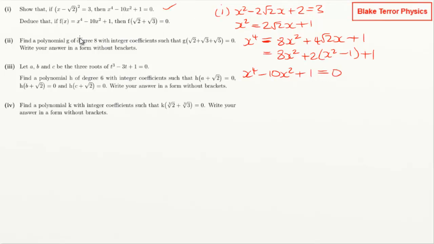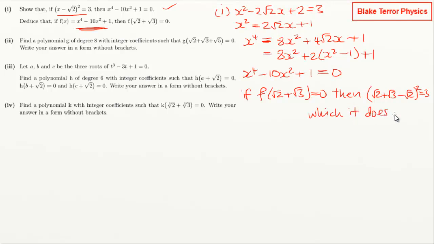Now we need to deduce that if f of x is that thing, then f of root 2 plus root 3 is 0. Right, okay, so we don't have to put it into the quartic, we can put it into the quadratic. So if f of root 2 plus root 3 equals 0, then that means we're going to have root 2 plus root 3 minus root 2 squared equals 3, which it does. So there we go, that's done part 1.